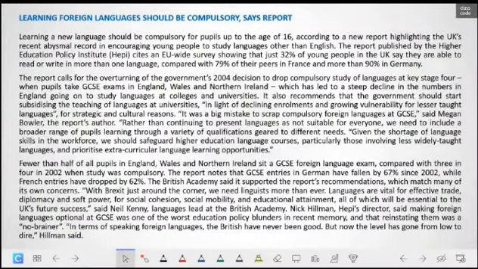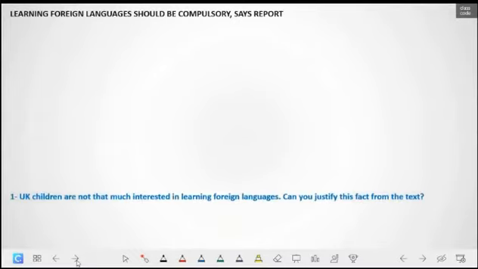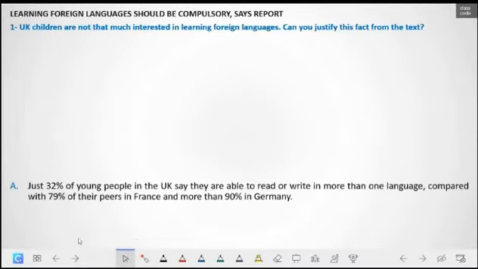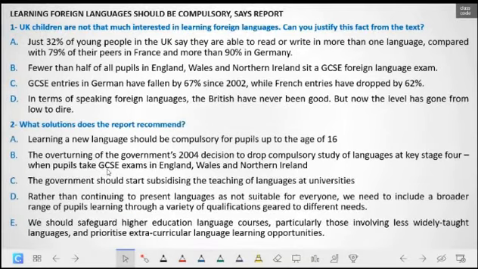All right, we are back. So let's go and have a look at the model answer. UK children are not that much interested in learning foreign languages. Can you justify this fact from the text? These are the justifications from the text.